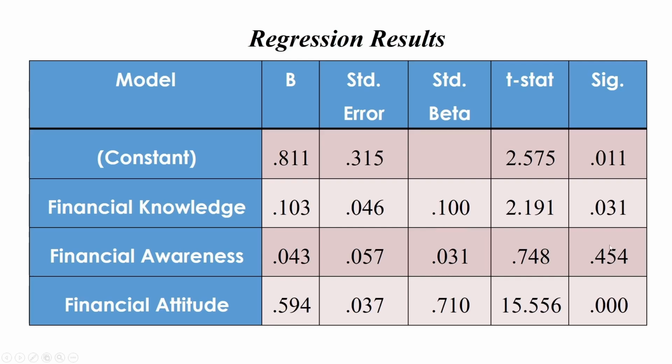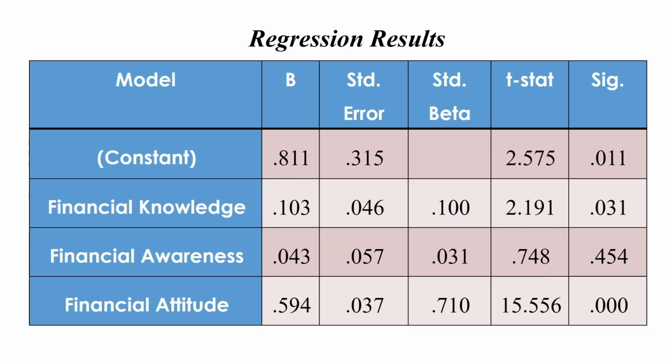Looking at the significance value, the p-value for financial knowledge is 0.031, which is less than 0.05, and it shows financial knowledge has a positive and also significant impact on personal financial planning. The p-value for financial awareness is 0.454, which is higher than the 0.05 significance level. So financial awareness has a positive but insignificant impact. At last, financial attitude has a positive and significant impact on the dependent variable personal financial planning because its significance value is 0.000, which is less than 0.05.